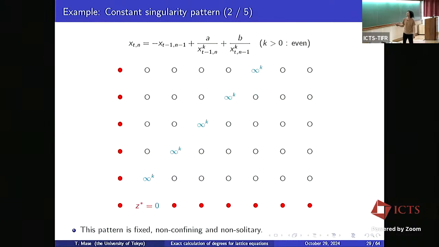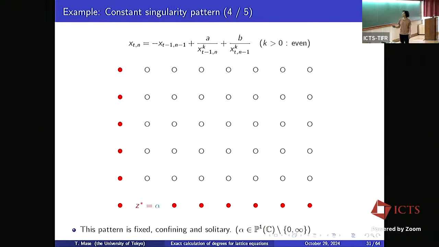I don't have much time. And this is a fixed pattern corresponding to Z star equals 0. And it goes forever. So this is fixed because Z star is 0. And this is non-confining because this goes forever. And this is not solitary, of course, because being solitary means being confining. And this is also the same, corresponding to Z equals infinity. This goes forever.